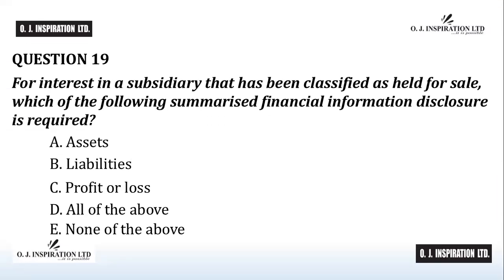Question number 19. The answer to question number 19 is E, none of the above. When an entity's interest in a subsidiary or even a joint venture or an associate is classified as held for sale in line with IFRS 5, titled Non-Current Assets Held for Sale and Discontinued Operations, an entity is not required to disclose summarized financial information for the subsidiary, joint venture, or associate. E is the answer to question number 19.